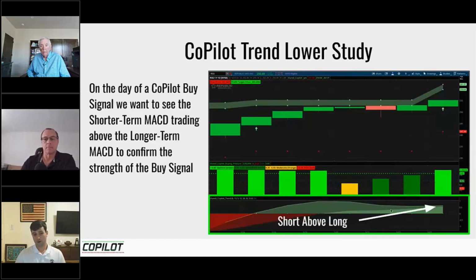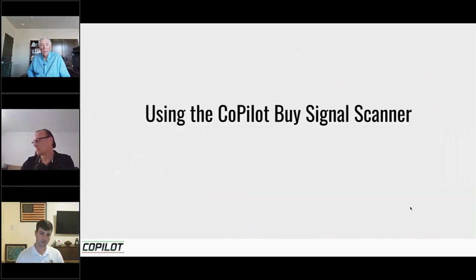Now, on the day of a CoPilot buy signal, what we want to see using this CoPilot indicator is that the shorter term MACD is trading above the longer term. Ideally, they're both in that relationship, with the shorter term trading above the longer term, and they're both above our zero line right here. So we would see both are in the green down here, also while maintaining the shorter term above the longer term. But at bare minimum, we just like to see the shorter term trading above the long term, which would confirm the strength and validity of that buy signal.